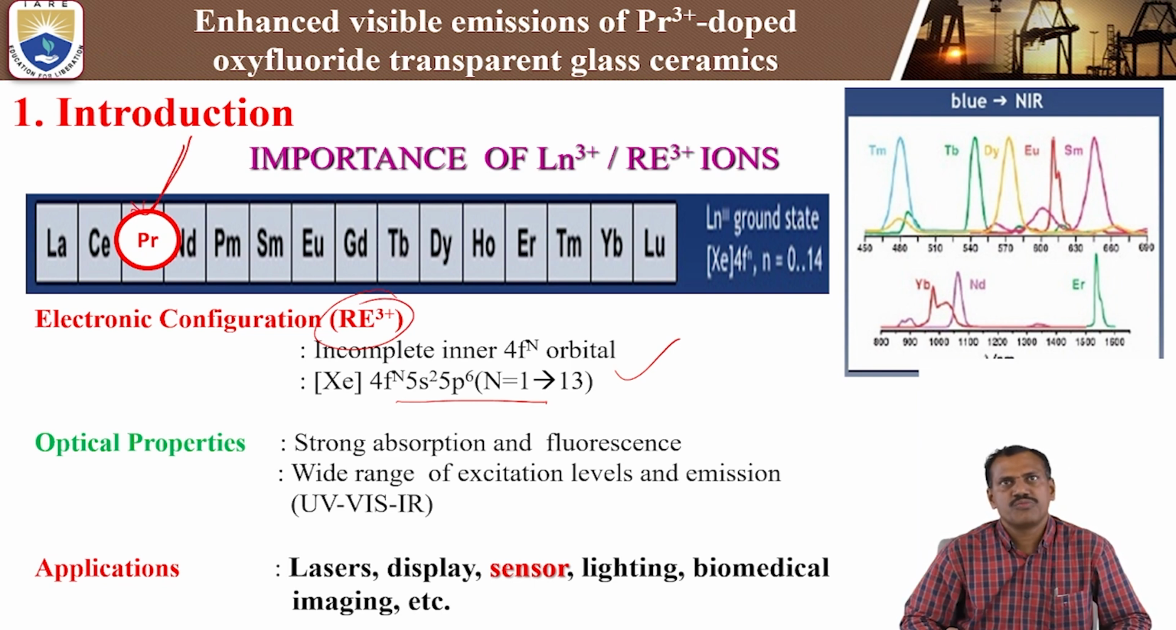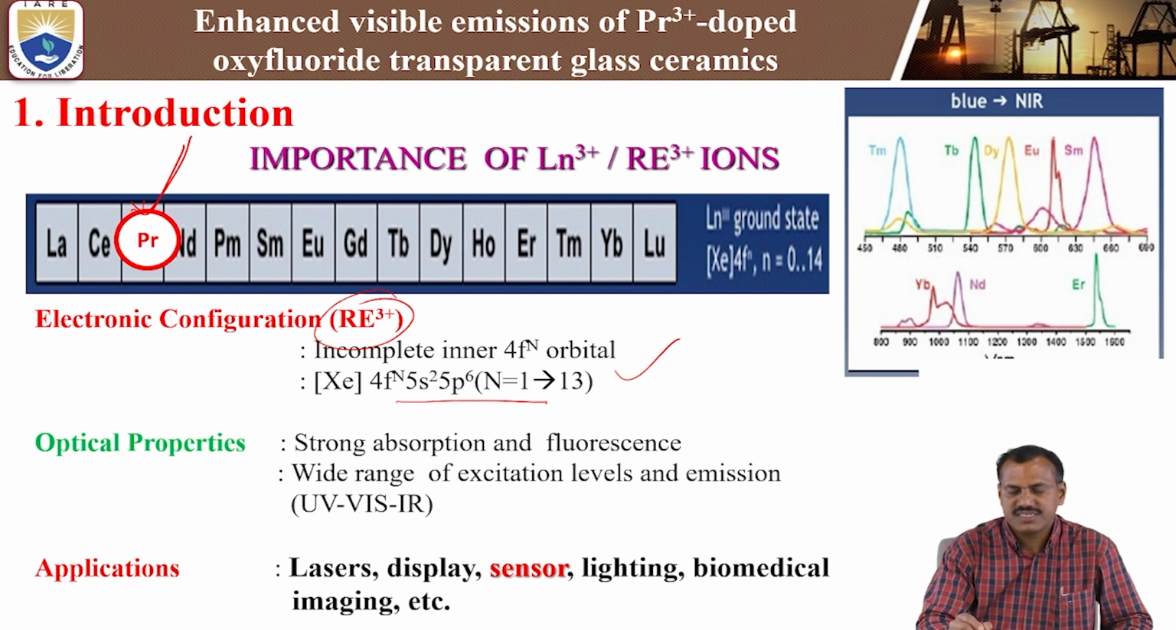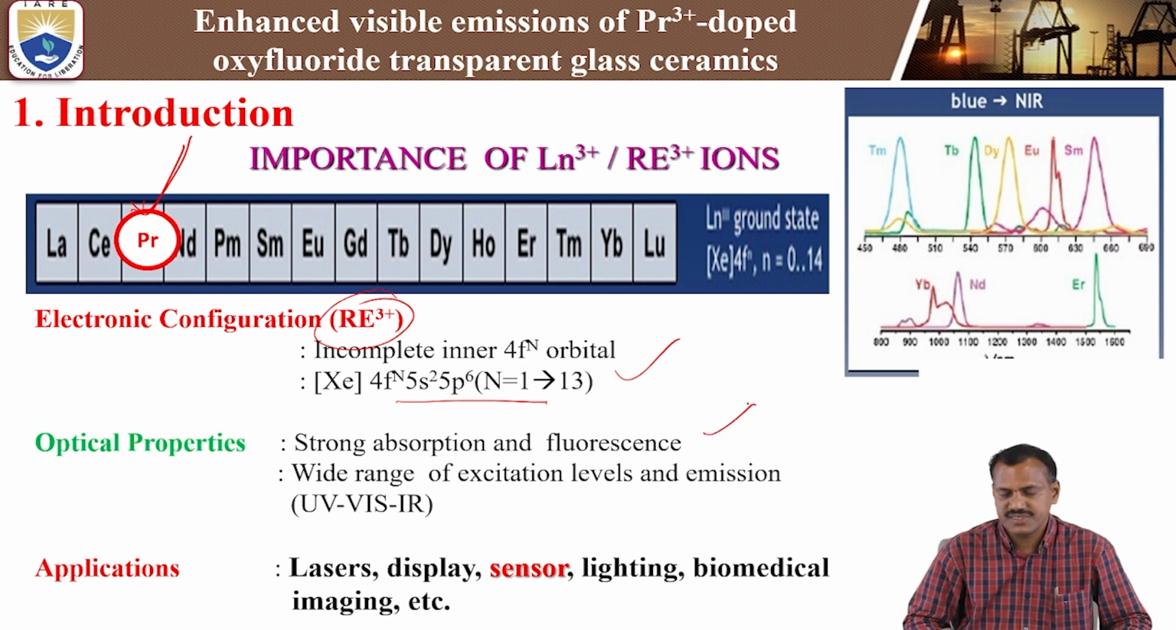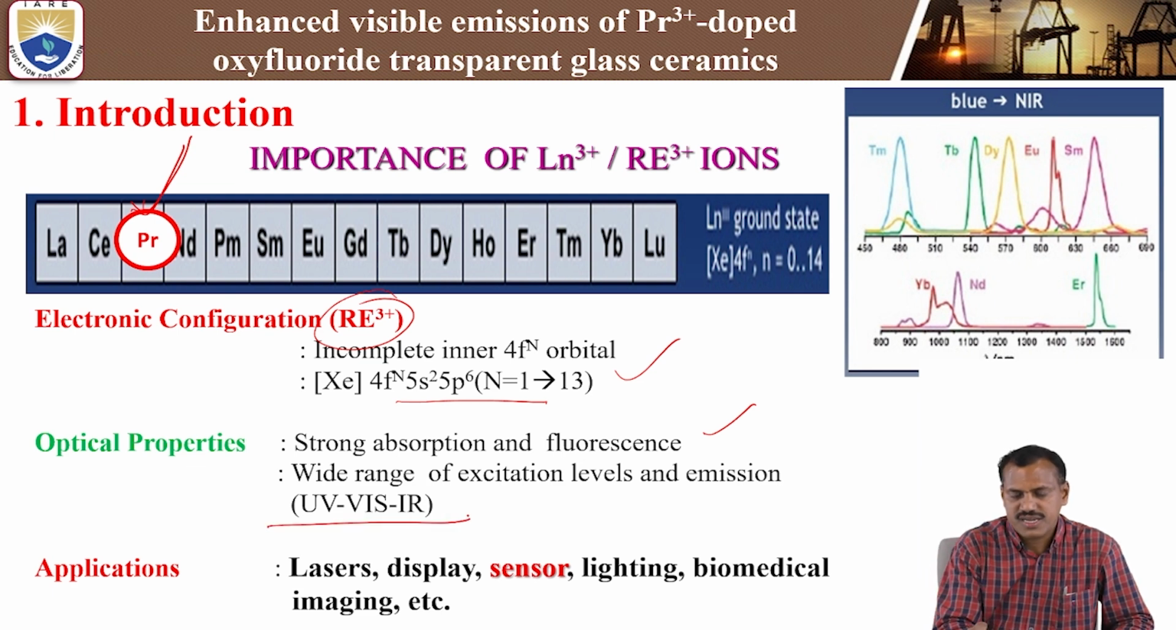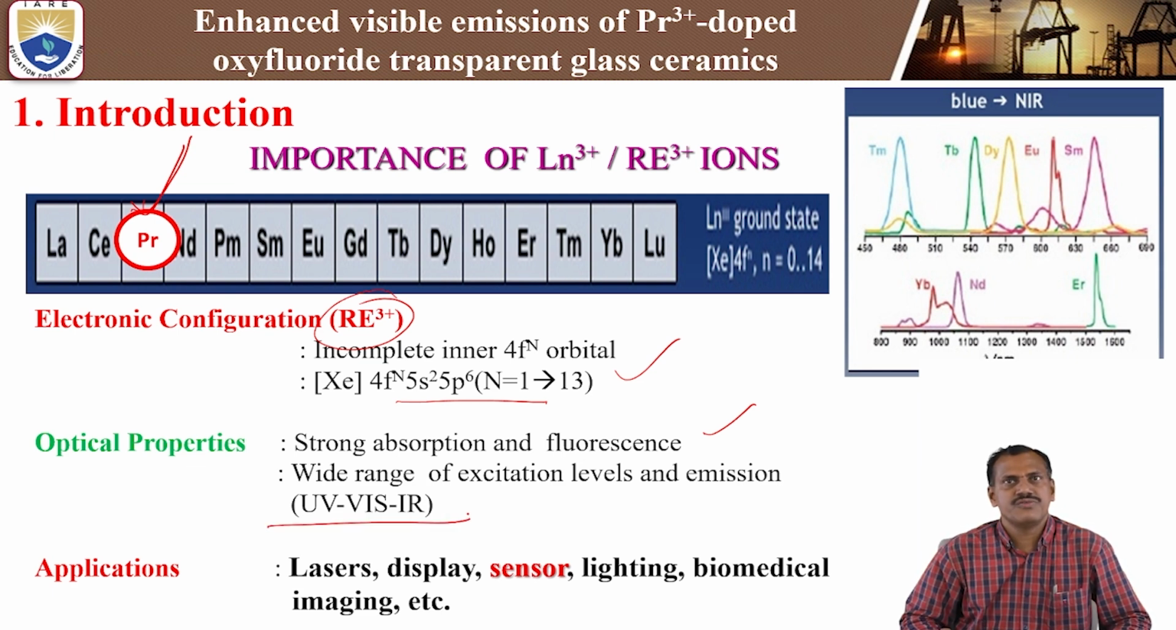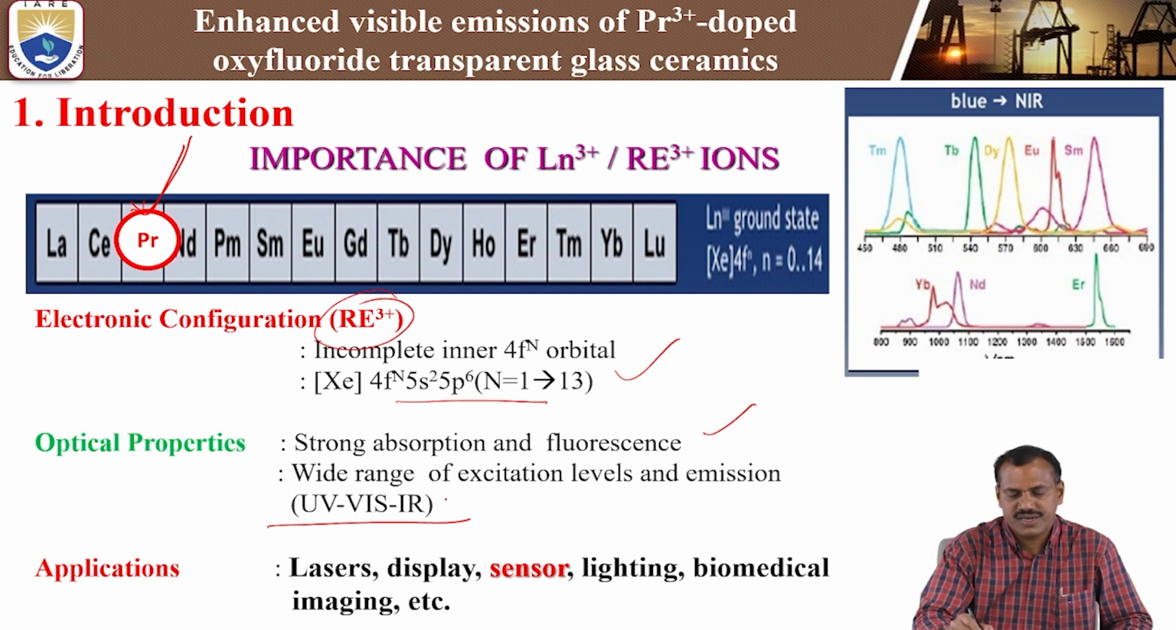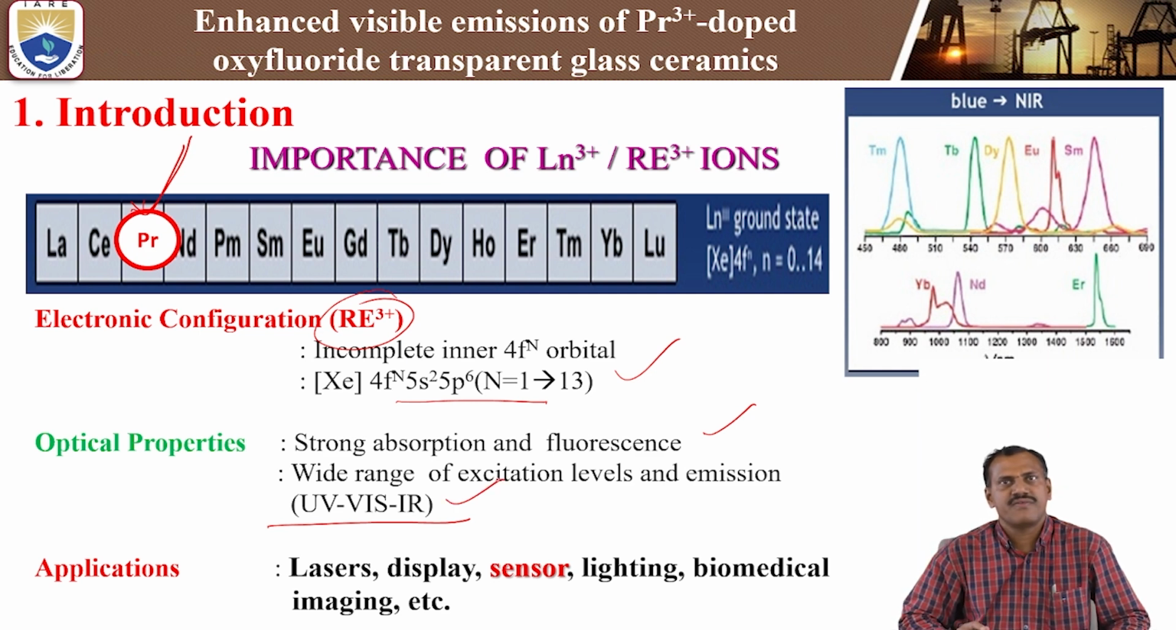What are the optical properties of the rare earth elements? Strong absorption and fluorescence, and a wide range of excitation levels and emission levels. It covers completely from ultraviolet to visible and also infrared. So it can cover the ultraviolet, visible and infrared regions. In the infrared, it covers both the near infrared and far infrared.